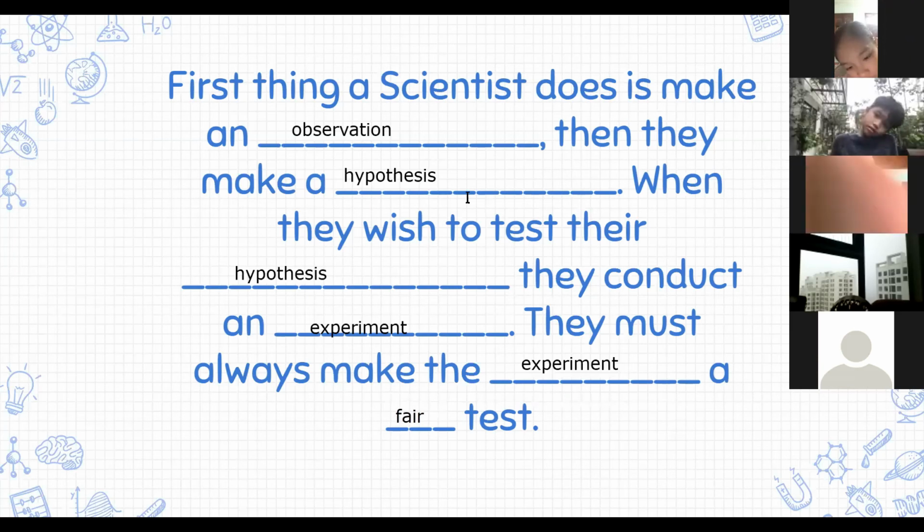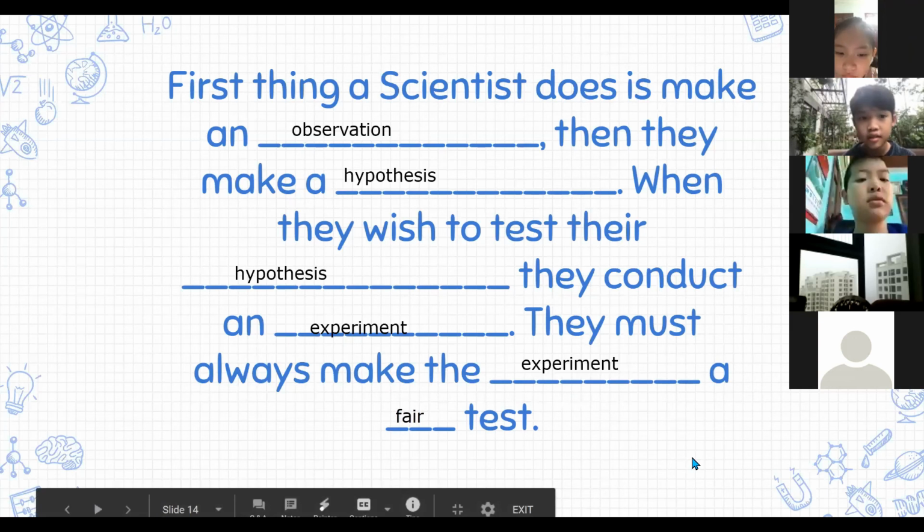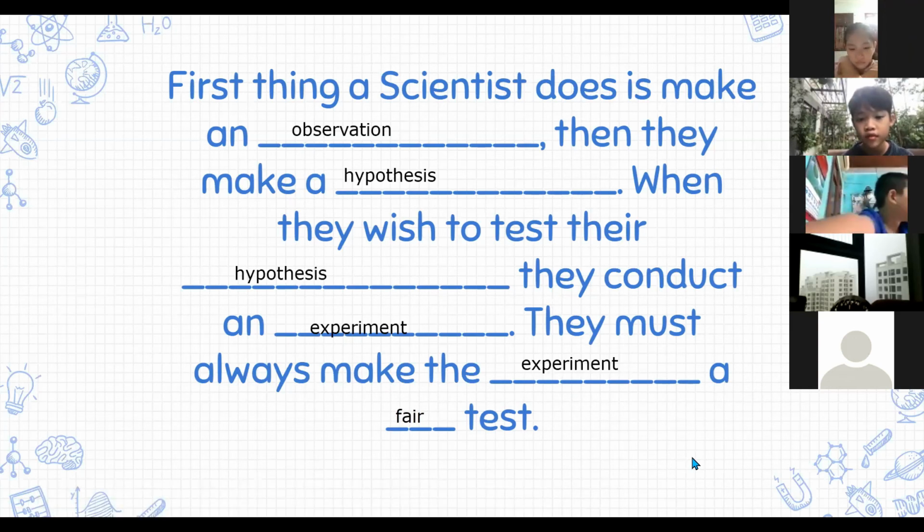So this is a scientific method, okay? First thing a scientist does is make an observation. Then they make a hypothesis. When they wish to test their hypothesis, they conduct an experiment. They must always make the experiment a fair test. That is a scientific method, okay? That is a start to finish of how a scientist will approach a new situation.